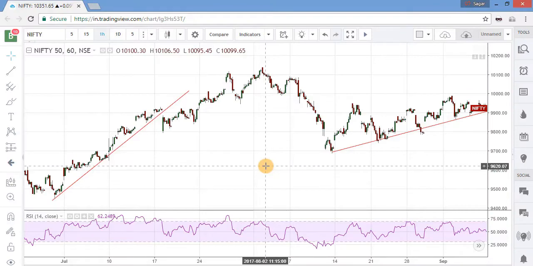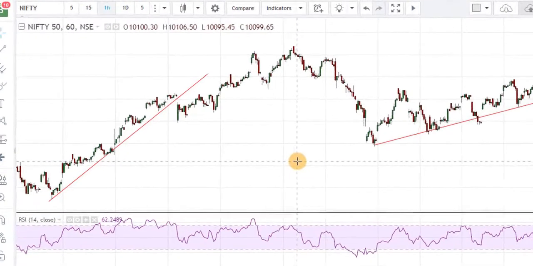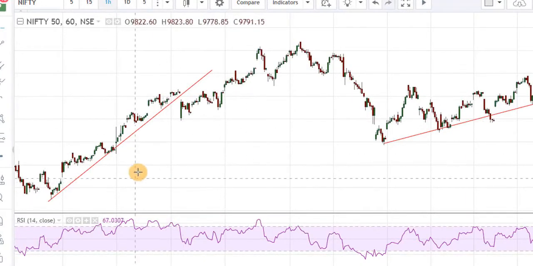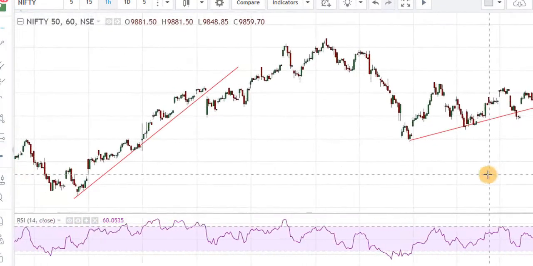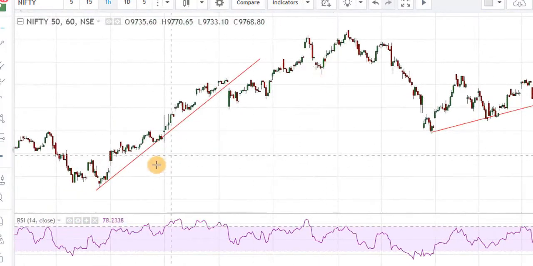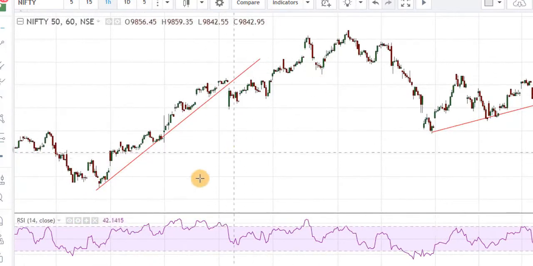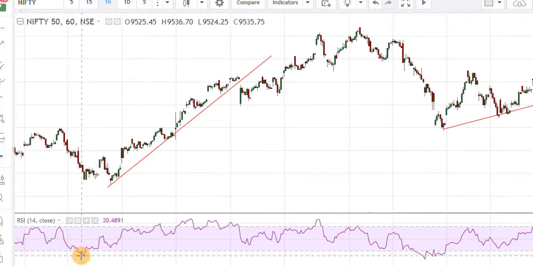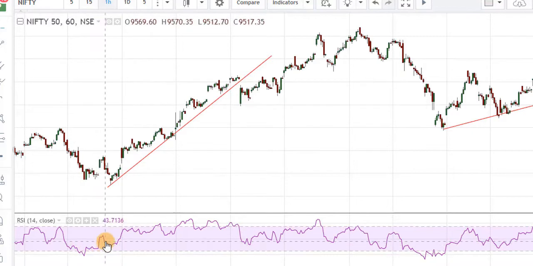Now we will take an example and understand how RSI helps us in trading. This is the hourly chart of Nifty and here are so many uptrends and downtrends. This is uptrend. We are getting a trend line here. Now see, RSI is in oversold range and now it crosses above 30 level.